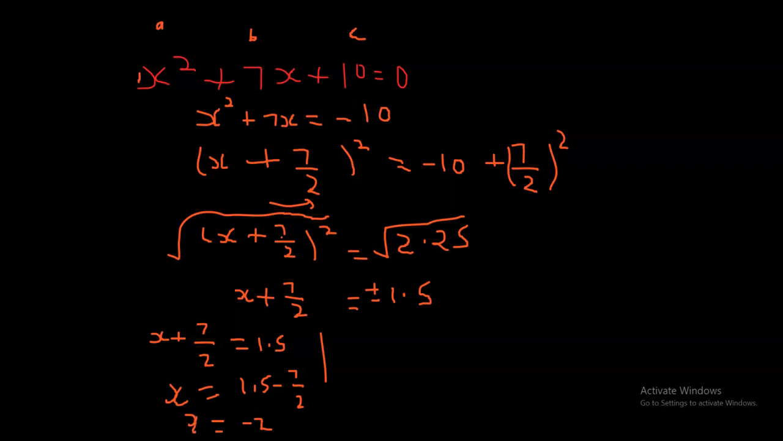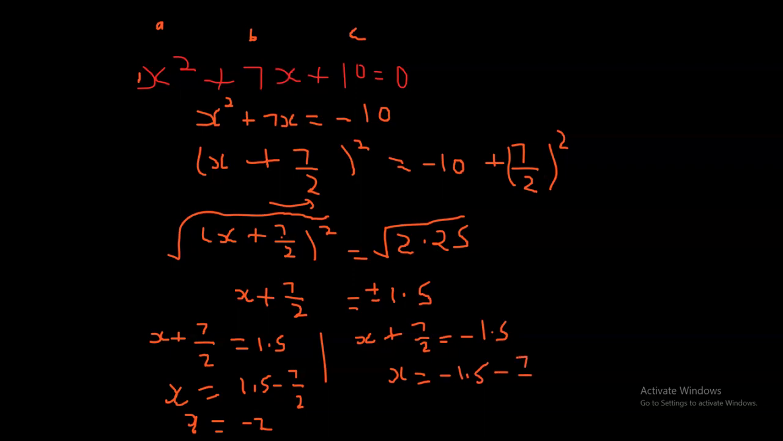And then the other side will be the negative one. So it will be x plus 7 over 2, and now we're going to use 1.5 as negative, since we've got two different solutions. So it will be negative 1.5. Then 7 over 2 will go to the other side, which means it will be minus 1.5 minus 7 over 2 as our final answer.